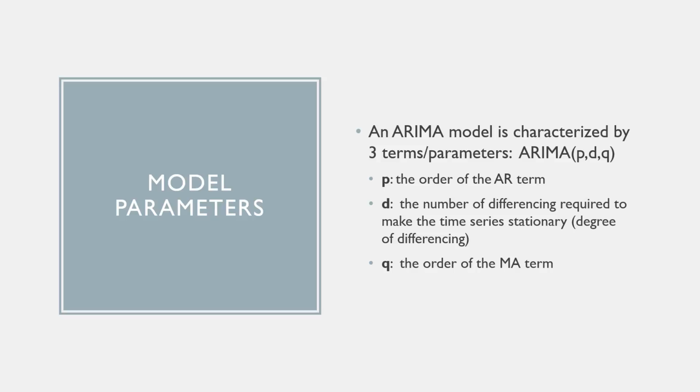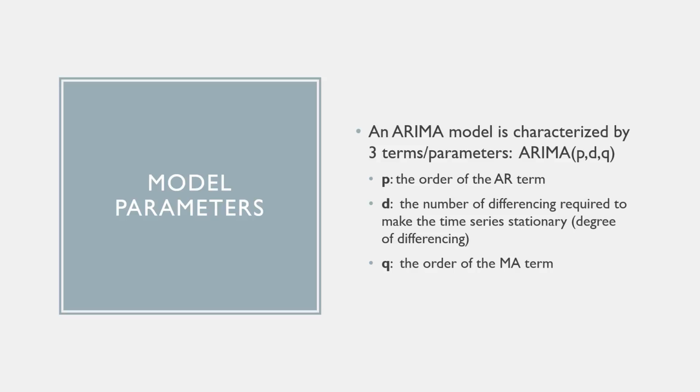An ARIMA model is characterized by three terms or parameters, ARIMA(p, d, q), where P is the order of the AR term, the number of lag observations included in the model, also called the lag order. Q is the order of the MA term, the size of the moving average window, also called the order of moving average. D is the number of differencing required to make the time series stationary, the number of times that the raw observations are differenced, also called the degree of differencing.